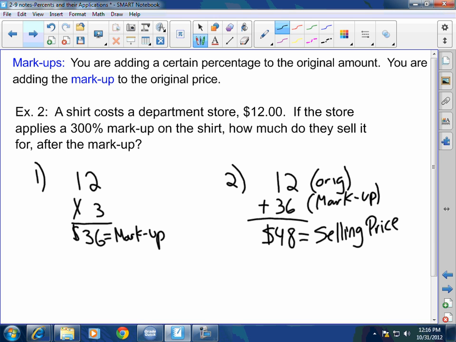No. The company bought it for $12. That's what they paid. They want to increase that price. They want to mark it up by 300%. So 300% of $12 is $36. That is the markup, what I am adding to what I already purchased. So the $12 that I spent plus a $36 markup, the customer will pay $48. You don't sell it for $36. That's the markup, what you're adding to the original. Good question. Does that make sense?